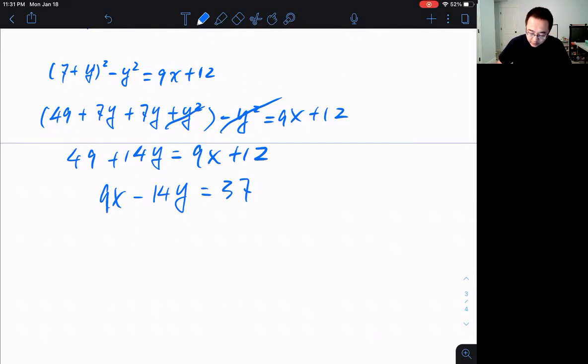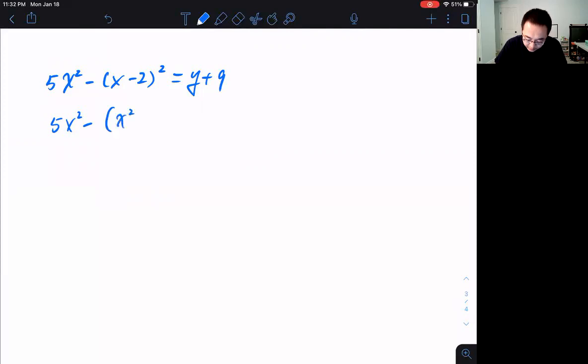Okay, now let's look at another example, doing the same thing. Let's say we have an equation where it says 5x squared minus (x minus 2) squared equals y plus 9. Is this a linear equation? Well, let's look at it. So you have 5x squared minus, and then (x minus 2) squared is x squared minus 4x plus 4, equals y plus 9.